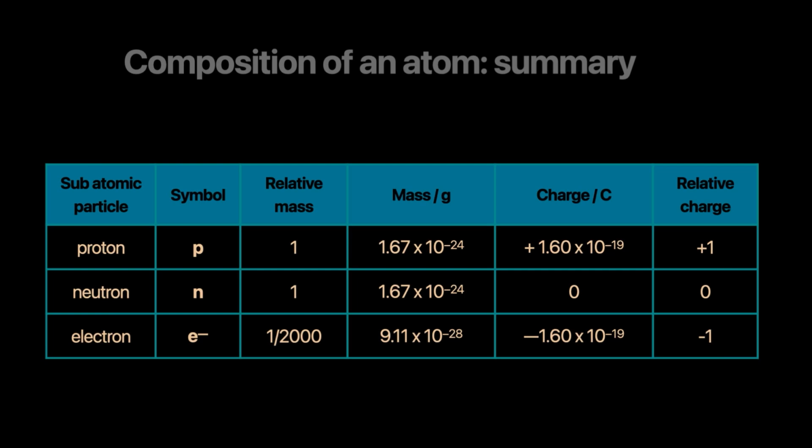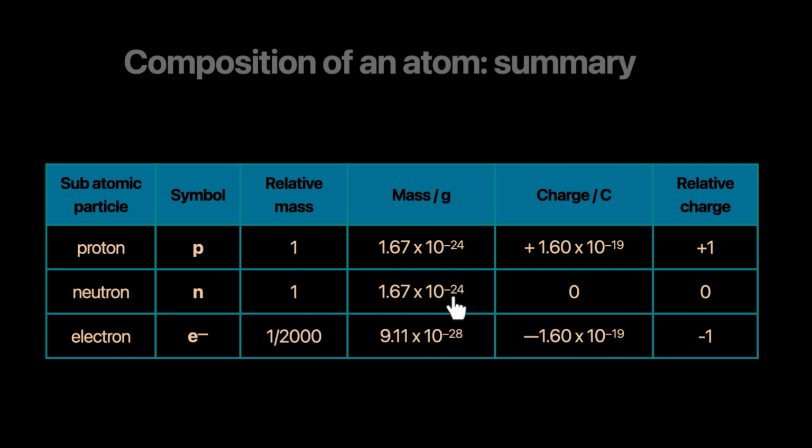Now earlier we were doing the types of subatomic particles, and in the atom there were protons, neutrons and electrons. Symbols P, N and E minus. Generally we give an E minus to an electron. The relative masses are 1, 1 and almost negligible.